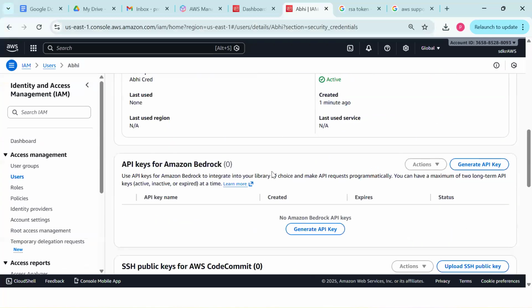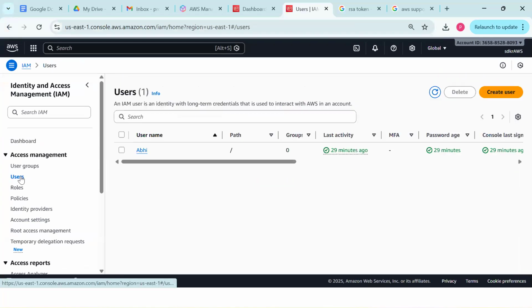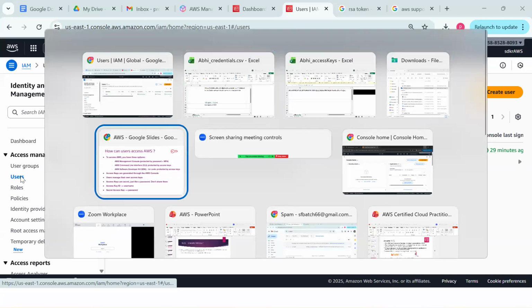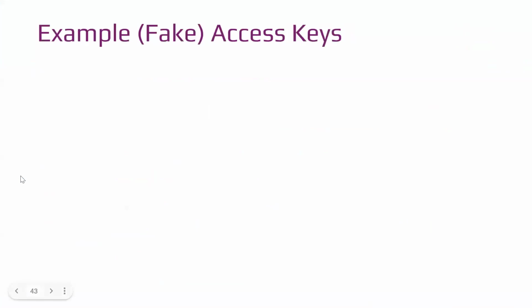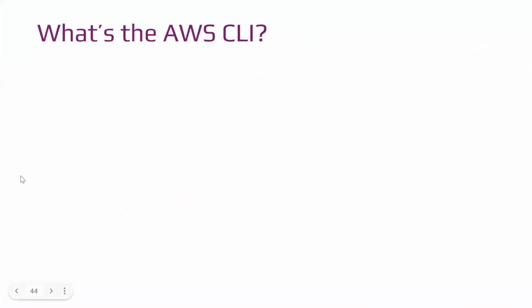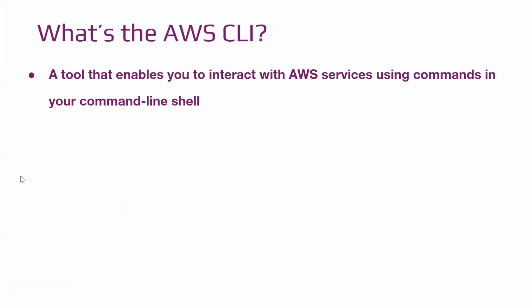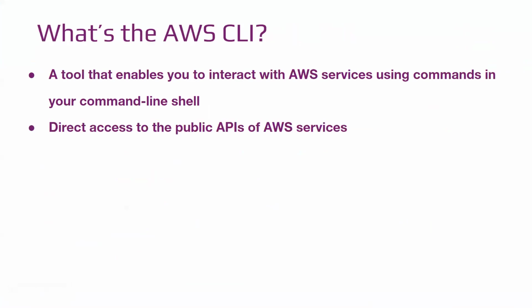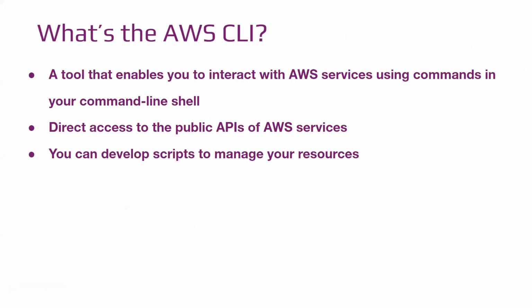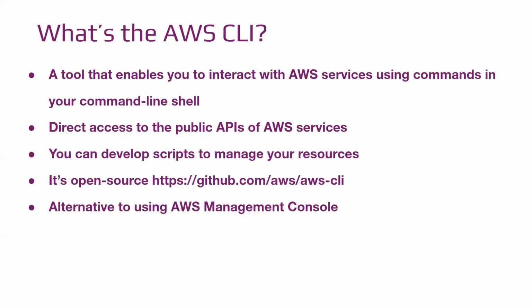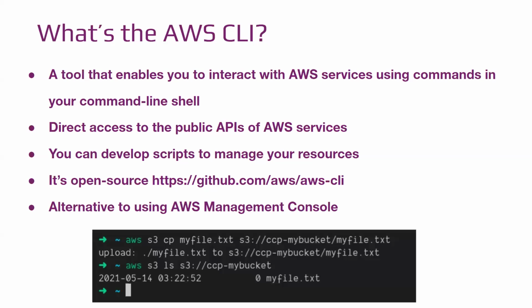Okay, let me go back to users. What is the AWS CLI? AWS CLI is a tool that enables you to interact with AWS services using the command line interface, right? So direct access to the public APIs of AWS services. You can develop scripts to manage your resources, and this command line interface is also available in Snowflake. It will work there as well, right? It is open source, and an alternative to using the AWS management console.